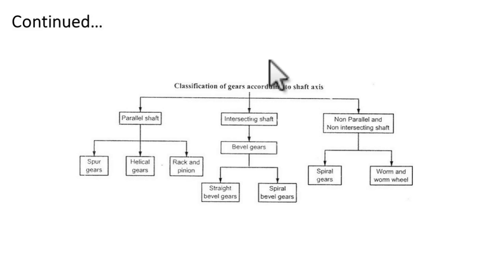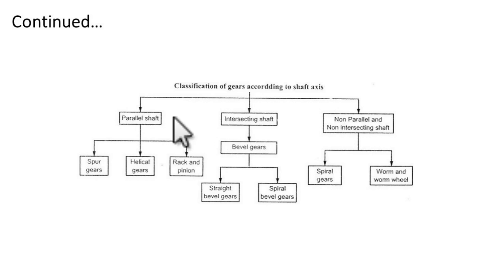Now the classification of gears. Actually, we can classify gears using different conditions, but here we are focusing only on the basis of shaft arrangement. So classification of gears according to the shaft axis. First condition will be parallel shaft, intersecting shaft, and non-parallel, non-intersecting shaft. Now try to understand what these mean.